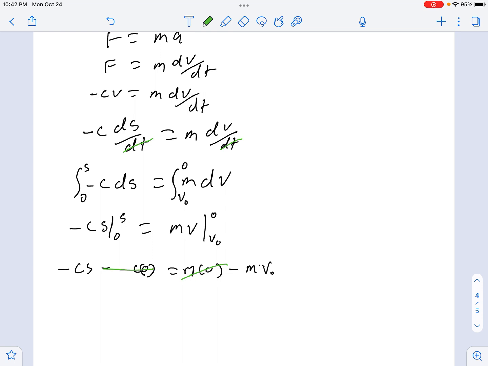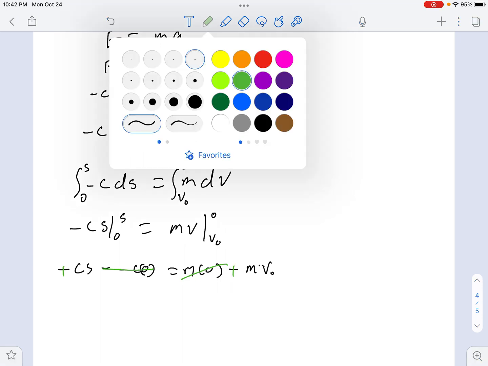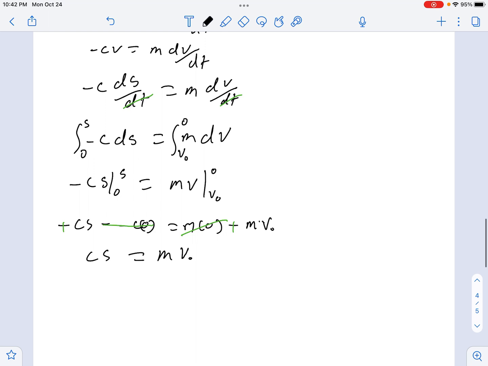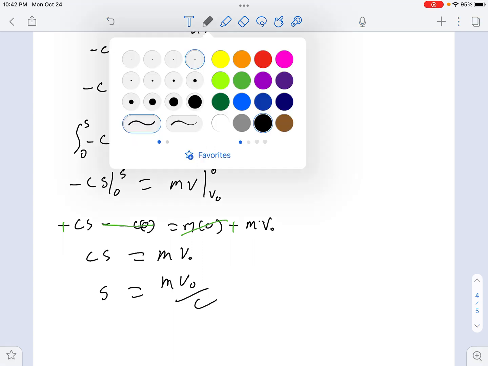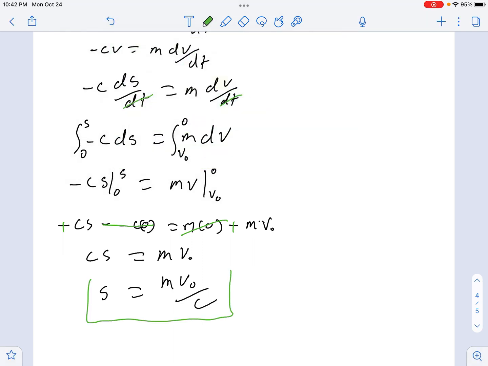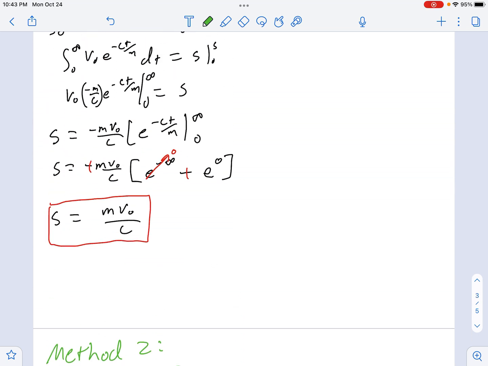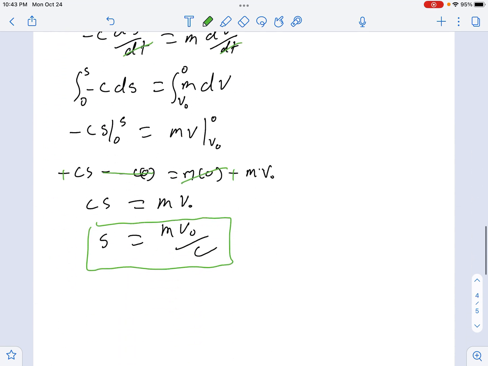All that goes away. Look at this. Negative cs is equal to negative mass times initial velocity. Negatives cancel. Oh, so much easier. Cs is equal to mass times initial velocity, and so the displacement s is equal to the mass times the initial velocity over this constant. Okay, and still requires calculus. It's still a little bit tricky in terms of the setup, but we get the same answer as we did before. All right, pretty cool.